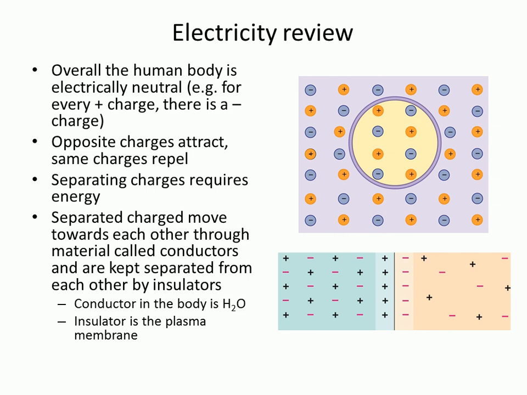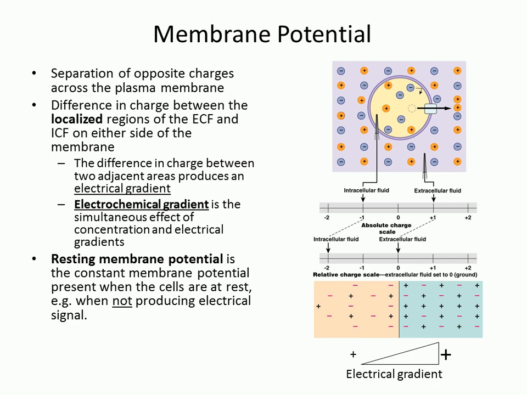Now, the way that separated charges are going to move towards one another is through conductors, and the conductor in our body happens to be water. That's the way that ions move around. And the way that we keep these charges from moving towards one another is we keep them separate by insulators, and the insulators in our bodies happen to be the plasma membranes. So if we're doing work to keep things separate, then the plasma membrane is doing work to keep these charges separate from one another.